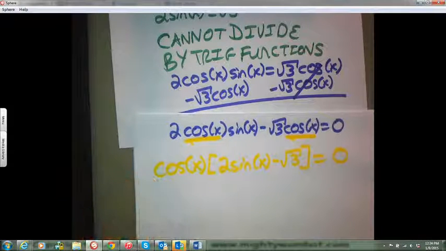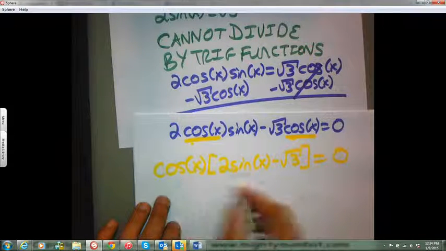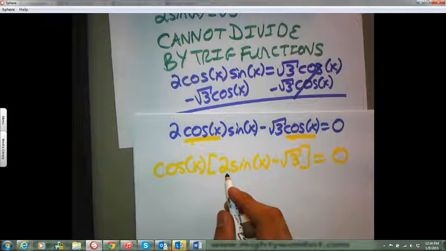So let's finish up here. Now, two things, two factors multiplied together equals 0. Zero product property. That's going to be like your best friend on all these equations.